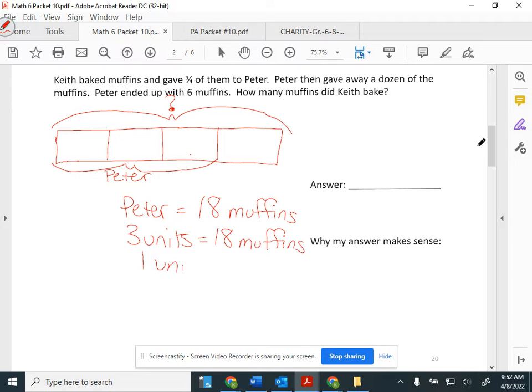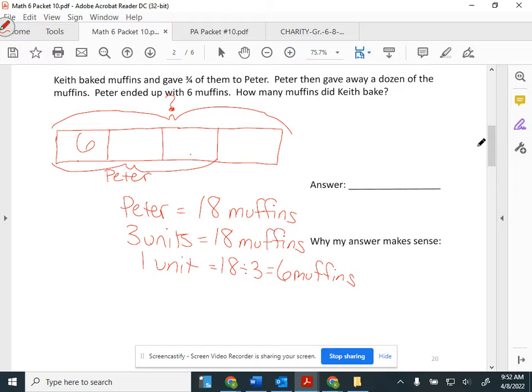How much is 1 unit? Oh, 6. Who said 6? How did you find that? I divided 18 by 3. Yeah, there's 18 muffins in 3 units. So we divide those 18 muffins by our 3 units. And so 1 unit equals 6 muffins. So 1 unit up here is 6.